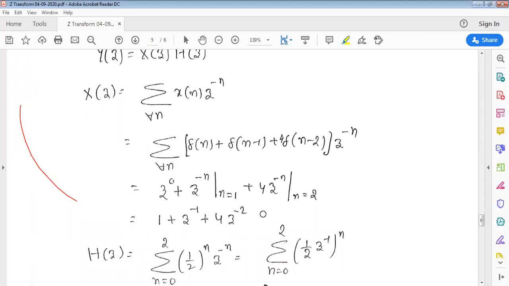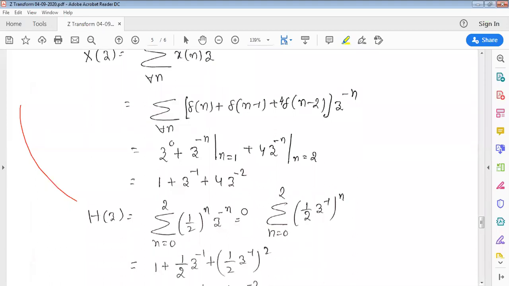Any doubt in this problem? No, sir. See here, remember one thing, in the beginning we have solved: delta of n minus k transforms to z power minus k. That's all. If it is n minus 1, it becomes z power minus 1. If it is n minus 4, it becomes z raised to minus 4. That's all. Okay.